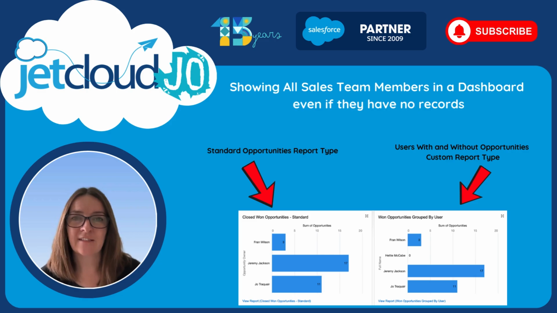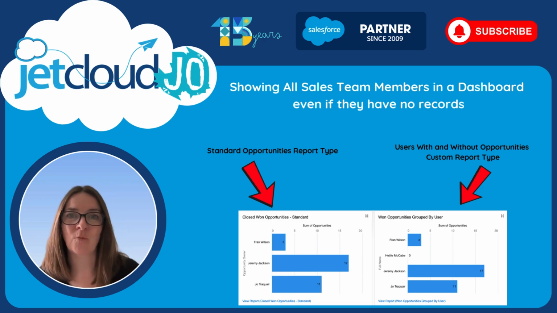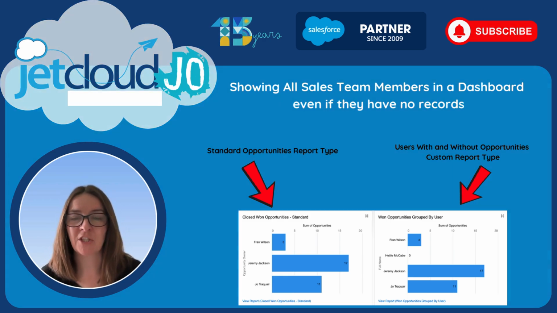To solve this, we can use custom report types to build a report type that will allow us to report on users with and without opportunities. I'm going to show you how.